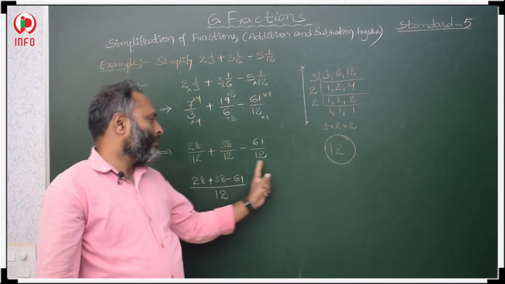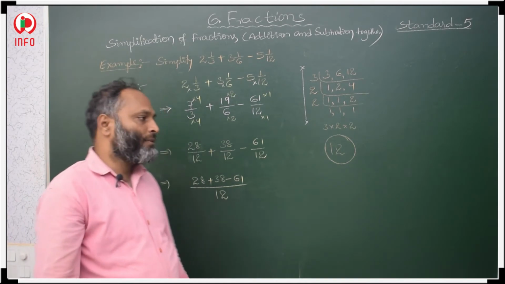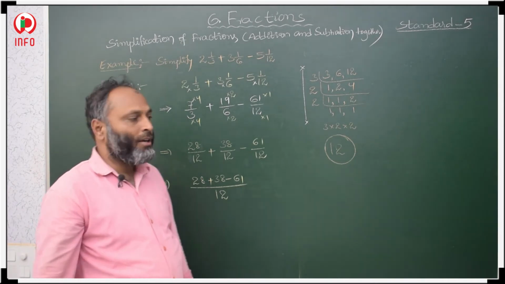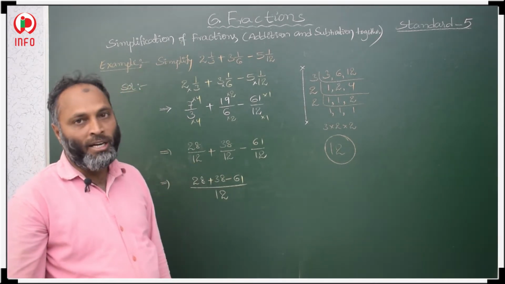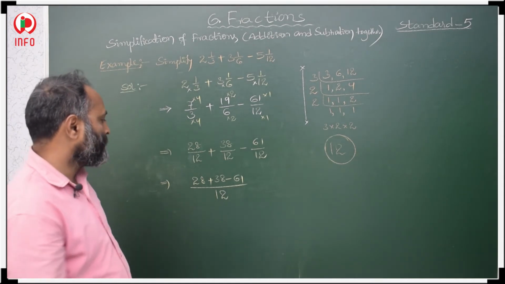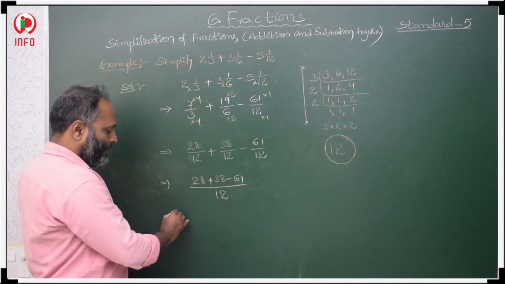So, here common denominator. What is the common denominator? 12 is the common denominator, that we have to write a single time. Do not take 12, 12, 12. Do not add 12 three times. Okay? Just take it one time in the denominator. Then, after that, what we have to do?